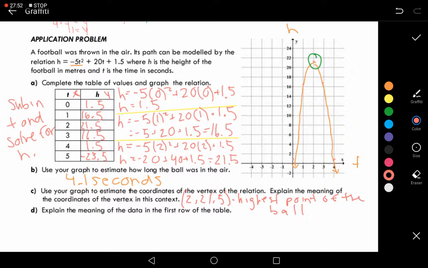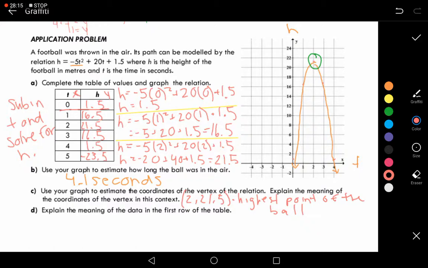Now you have to always relate back to what the question is actually asking you. And last part here, it says explain the meaning of the data in the first row of the table. So the first row of the table. So that's talking about this coordinate point here. So our point 0, 1.5. So our time is 0 and our height is 1.5.